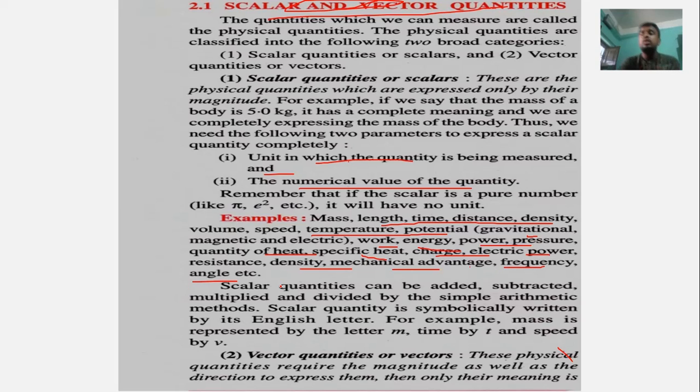These don't need to be described in directions. They can only be described in terms of their magnitude. Okay. If you want to weigh something, you will not say give me 50 kg of tomatoes in north direction. You will only say give me 50 kg of tomatoes. Or give me 5 kg of tomatoes, but you will not say 5 kg of tomatoes in north direction, in south direction. What does that mean? That doesn't make any sense.